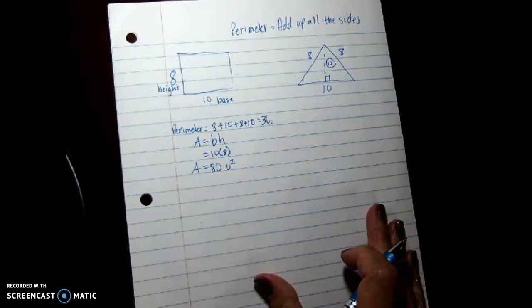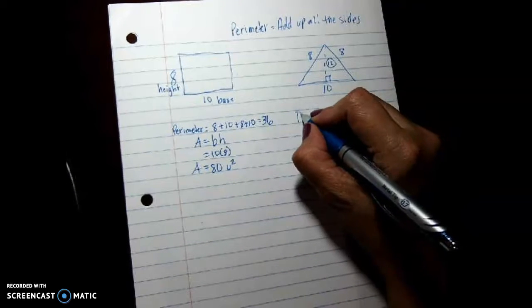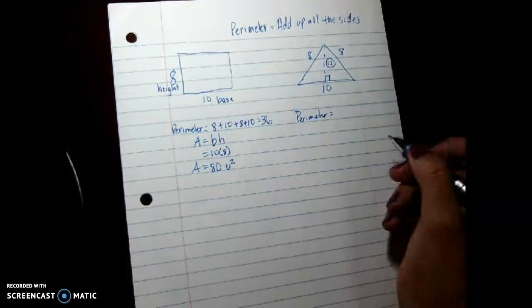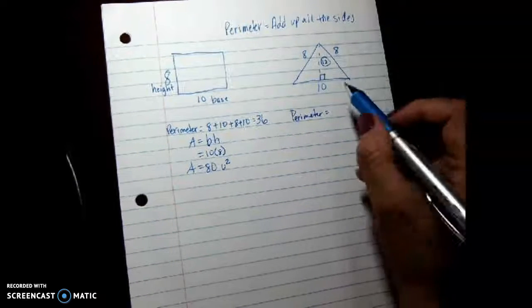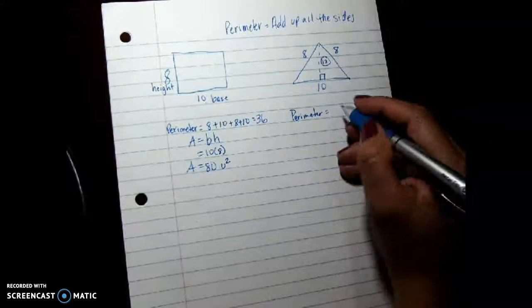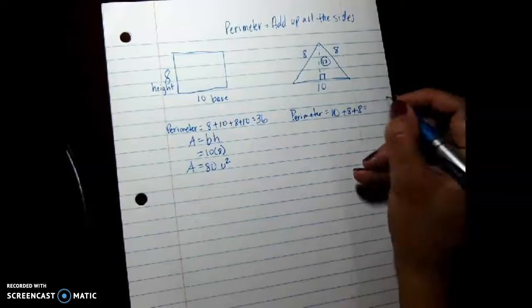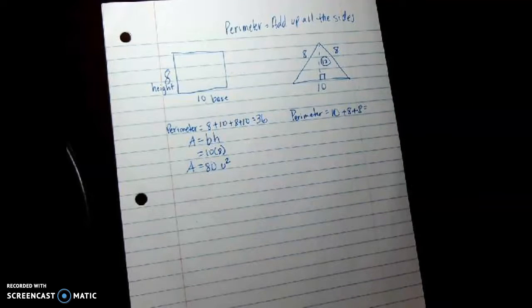Okay. All right, for the perimeter of a rectangle, I'm going to add up all the sides, so 10 plus 8 plus 8. And that's 26.